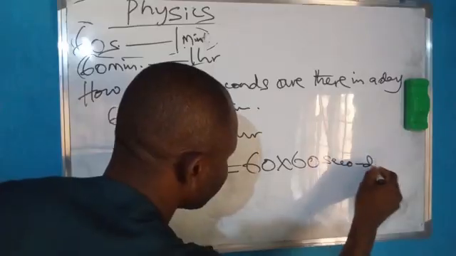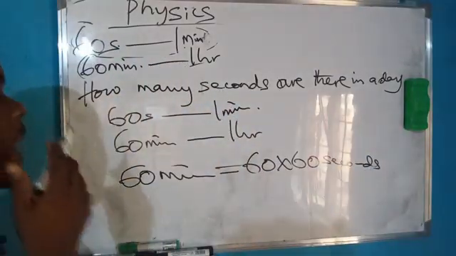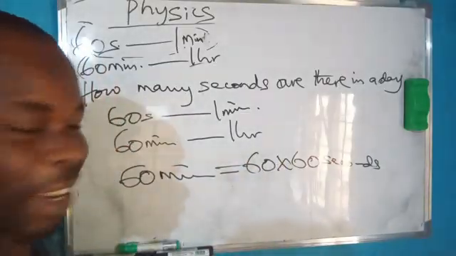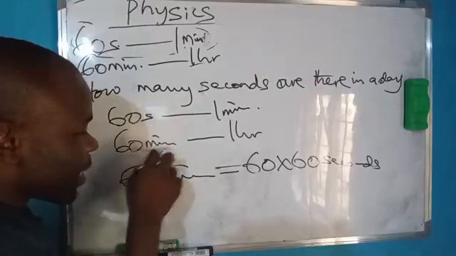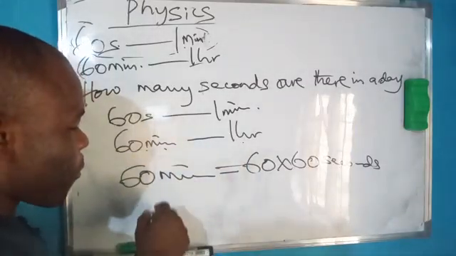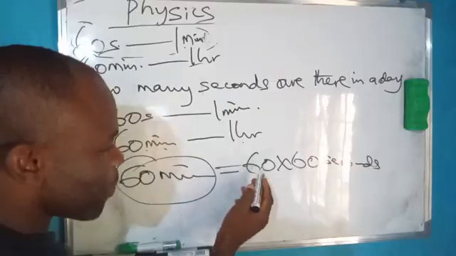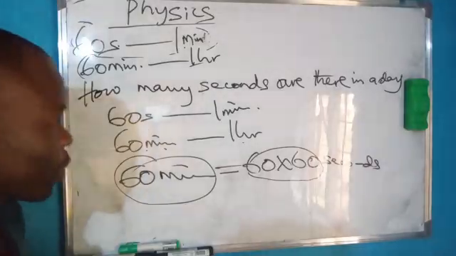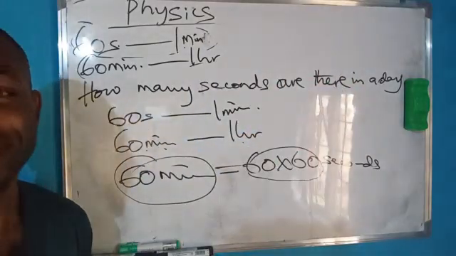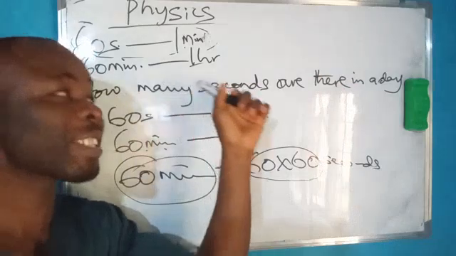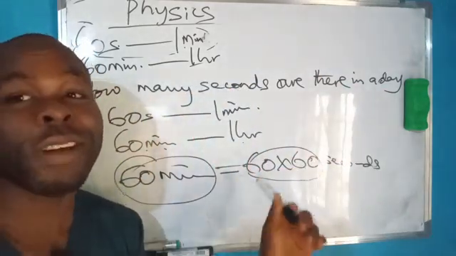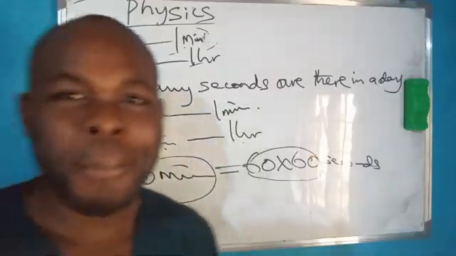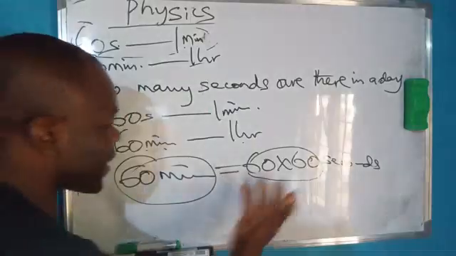Is that clear now? So if 60 minutes is giving us 60 times 60 seconds, and since 60 minutes is 1 hour, then wherever you see 60 minutes, you can equate it with 60 times 60 seconds. Because we want to see the number of seconds in one day, which is 24 hours, we want to convert hour to second or second to hour. Just follow this step, okay? So I hope this makes sense.